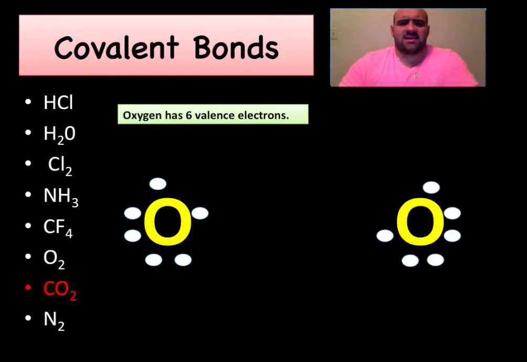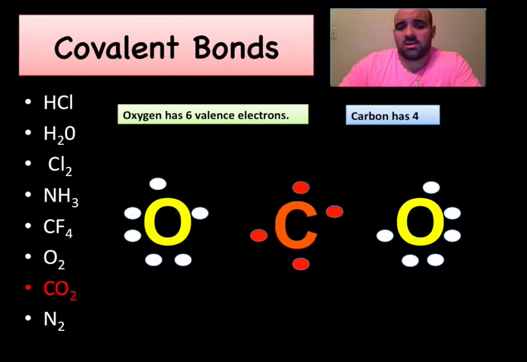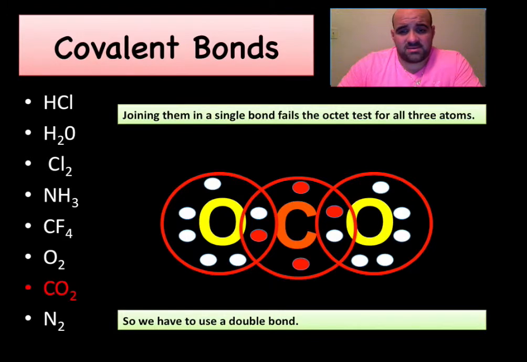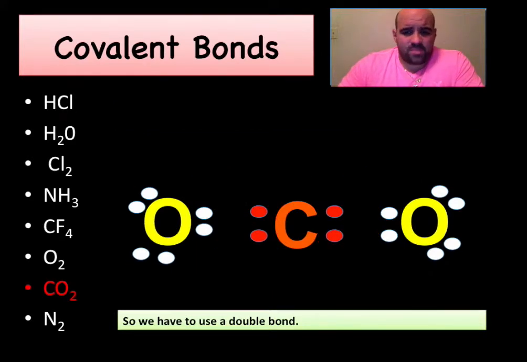Carbon dioxide. Oxygen has 6 VEs, and carbon, of course, has 4. And if we put them together, well, we don't pass the octet test. A single bond fails for all 3 atoms. Carbon has 6, and each oxygen has 7. We don't have an octet in either one. So we're going to try a double bond.